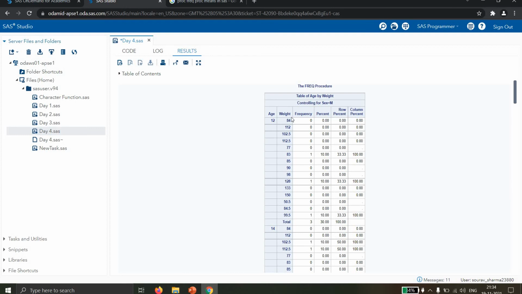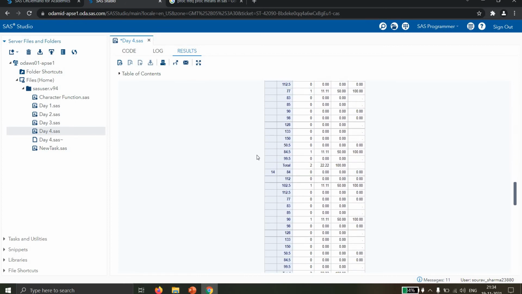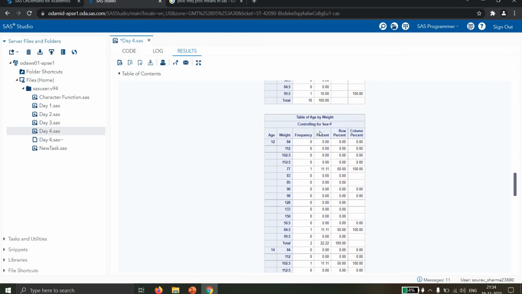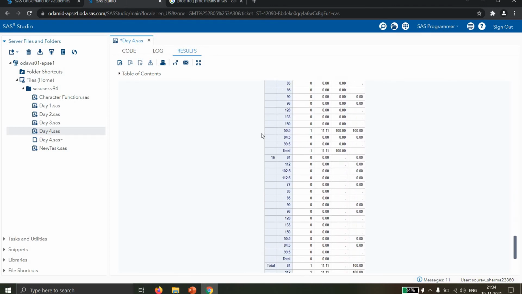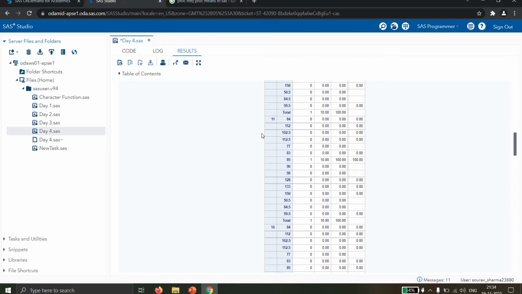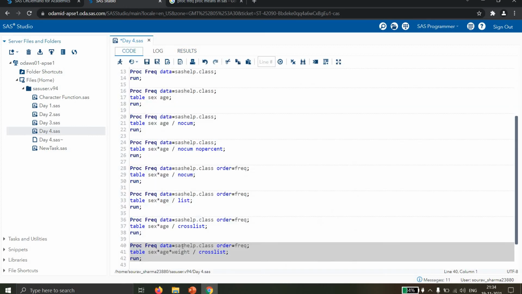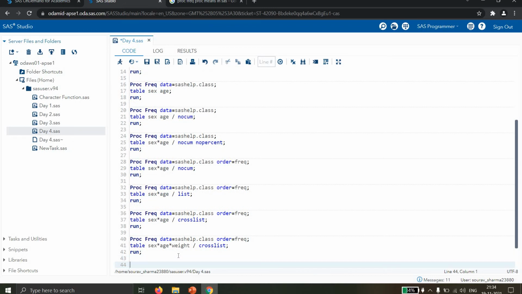So first is age by weight for sex M. Below that we have the female one. This is by the gender table: first gender male, then second gender female. We have two different tables. So you can add more variables, and this is the n-way.